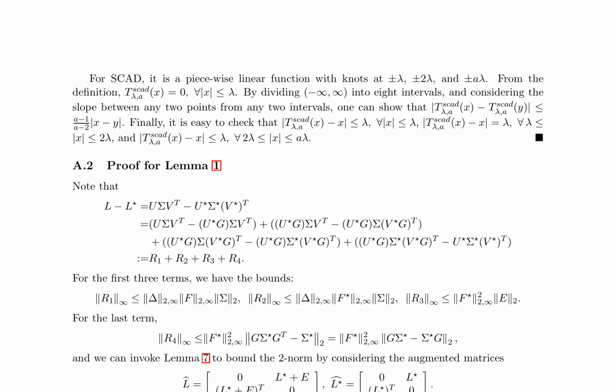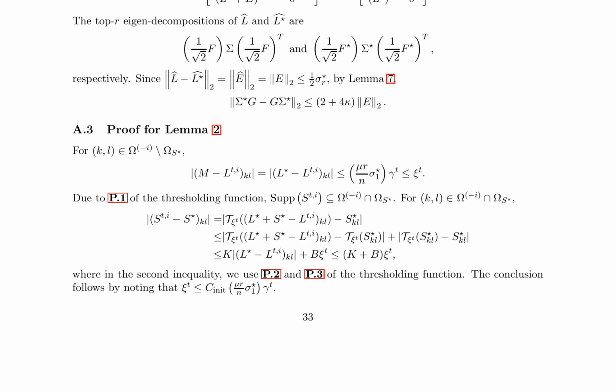The proof for lemma 1 involves bounding the spectral norm of the difference between two matrices, L and L star operator, by decomposing the difference into four terms, R1, R2, R3, and R4, and bounding each term separately using various matrix norms and inequalities, including the Frobenius norm, the spectral norm, and the 2 norm. The authors rely on lemma 7, which provides a bound on the 2 norm of the difference between two matrices, and utilize the augmented matrices, wide-hat L and wide-hat L star operator, constructed by appending the matrices L and L star operator with 0 rows and columns, respectively.